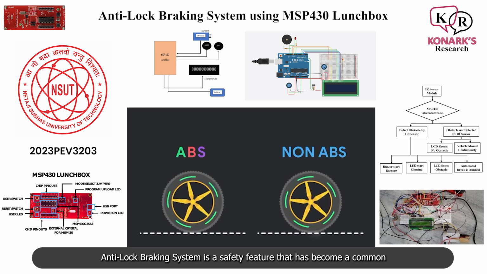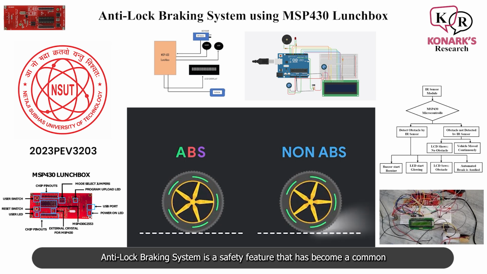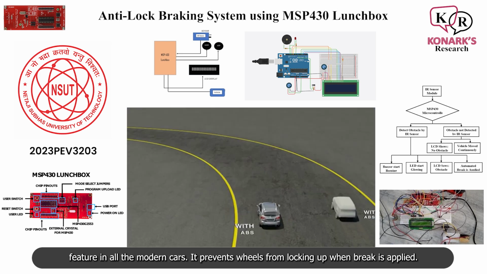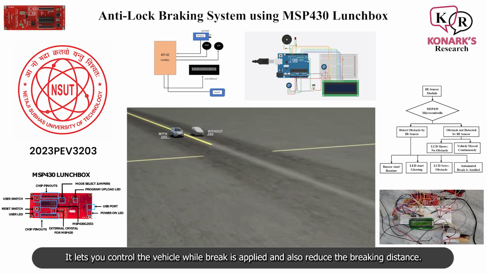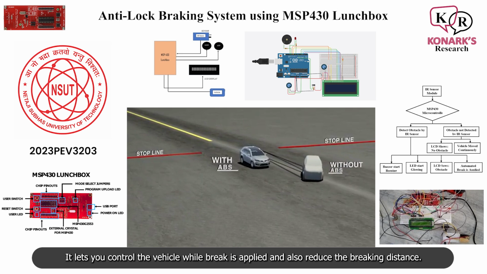Anti-lock braking system is a safety feature that has become common in all modern cars. It prevents wheels from locking up when the brake is applied. It lets you control the vehicle while the brake is applied and also reduces the braking distance.